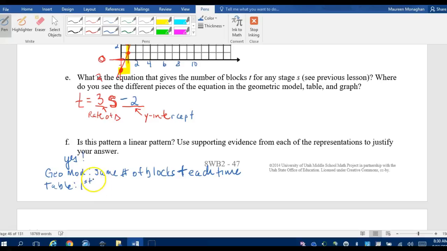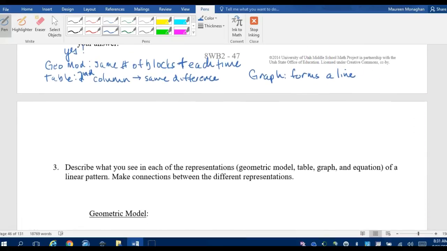The second column has the same difference, so each time the number is changing by the same amount. And then lastly, the graph forms a line. So that means it's linear. Those are the stipulations, or the requirements, for a linear representation.